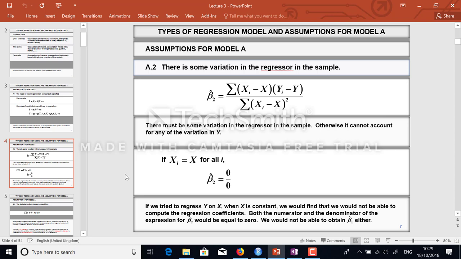Plus, lastly, the important point for this assumption is the denominator. What's the denominator here? It's the variation of x. Xi minus x bar means we're looking at the deviation of x from its mean, and we're squaring it. What was the variance formula? Do you remember the formula for variance?